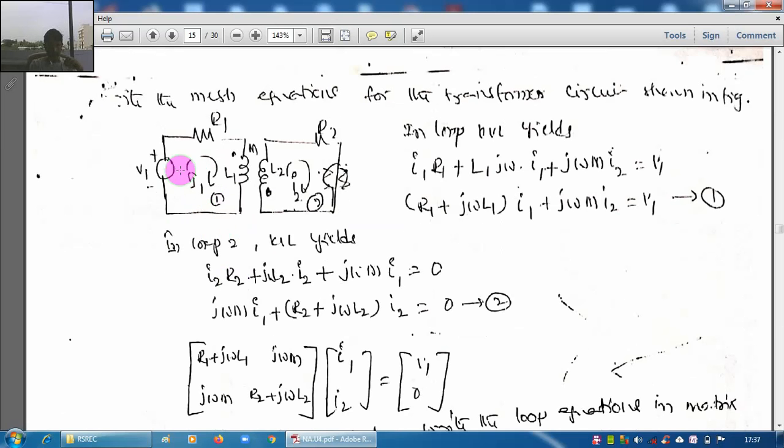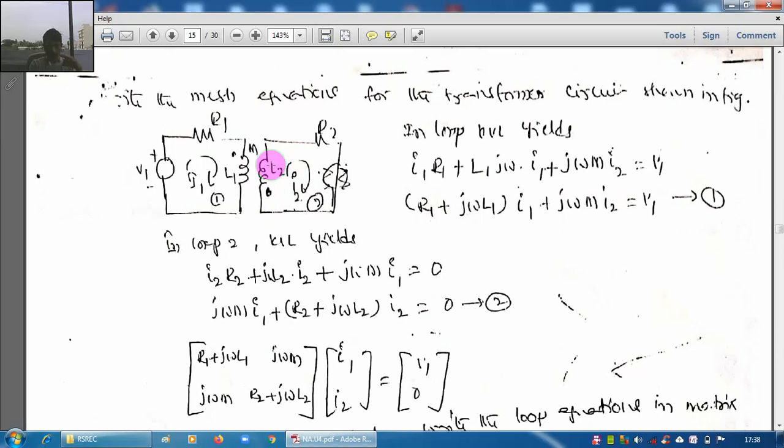If you write the KVL equation here, see, minus V1 plus I1 into R1, here I1 R1, plus 2 EMFs here. In frequency domain if you write, j omega L1 I1 plus or minus j omega M into I2. It is plus or minus, we will try to find out now. Dot convention is given here. Current entering the dot here, as this is the dot and this is the direction of current.